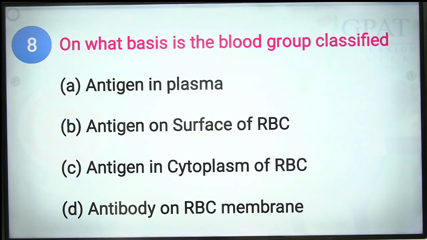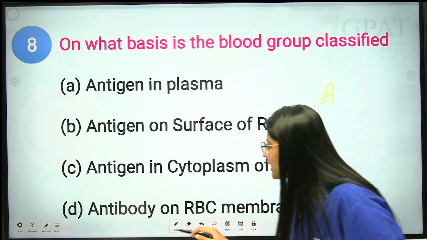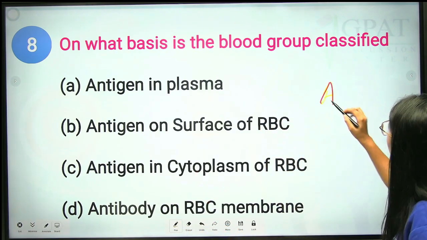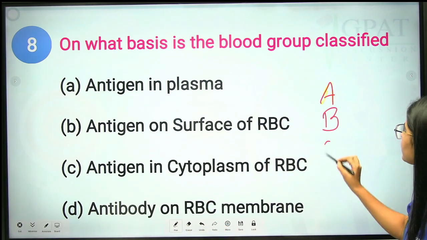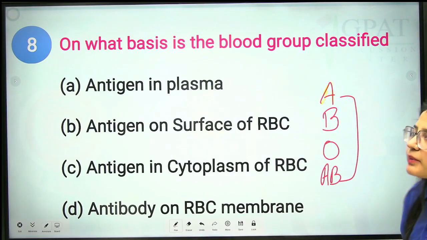Next question. On what basis is the blood group classified? Okay. There are 4 different types of blood groups. One is A, second is B, next we have O, and last we have AB. So these are the 4 different blood groups.